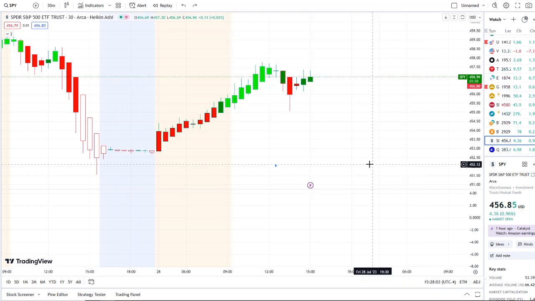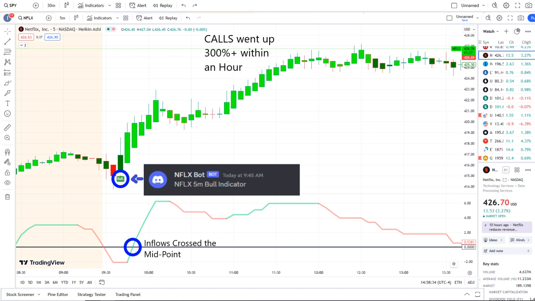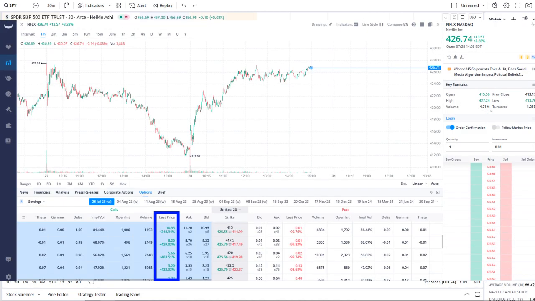So the home run idea was from our Netflix bot. Our Netflix bot sent out a bull indicator at 9:45 a.m. And from that moment forward, inflows crossed the midpoint to the upside, full strength there on 42 vision, and call options went up 300% plus within an hour, guys. And as you see it popping up there within the screen, within the options chain, some options even went higher than that.